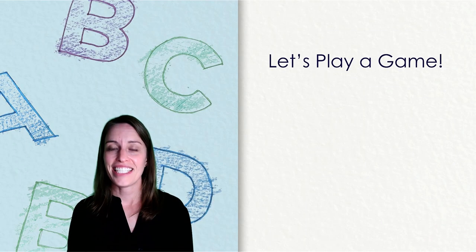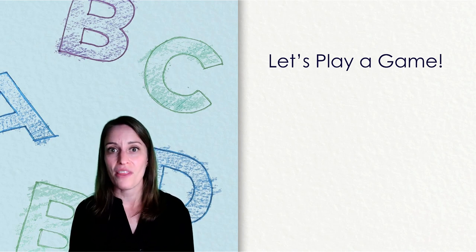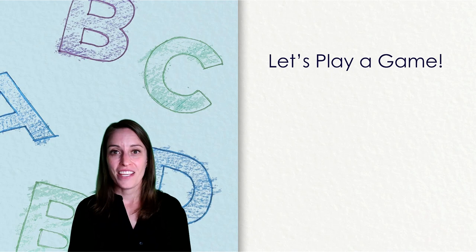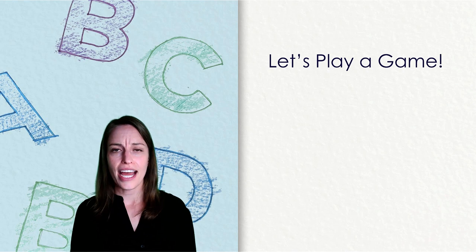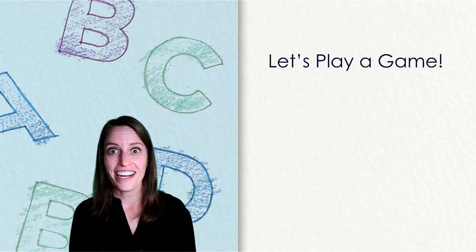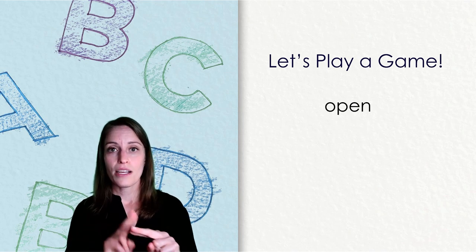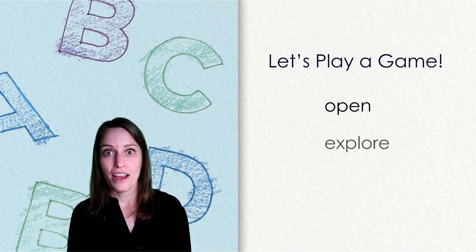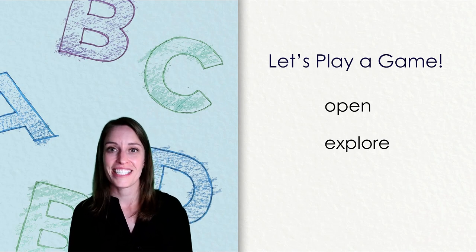Let's play a game. I am going to say the syllables of a word, and then I want you to put the syllables together and tell me what the word is. Are you ready? Okay, here we go. First, we have o, pen. What word does that make? That's right, open. Here is the next one, ex, plore. Explore. The words open and explore both have two syllables.